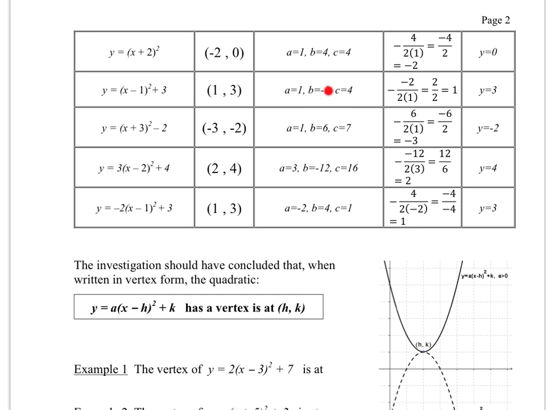Calculate, you put your negative 2 in place of b, then you've got 2a on the bottom, we get an x-coordinate of 1. And lo and behold, your 1 is the x-coordinate of the vertex. And that 3 we can get by putting 1 into this equation here. 1 minus 1 squared plus 3 gives you 3.